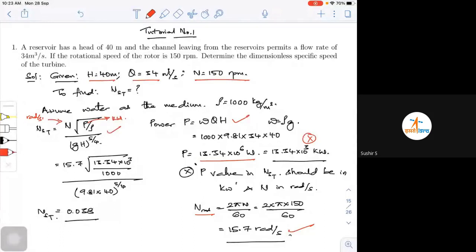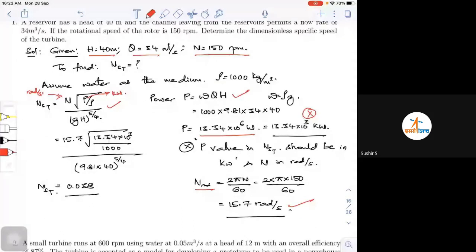Now, once you get this number, look at this number. I got some number as 0.038. Is it any unit? This is a unitless quantity. Now, do you remember I was telling you that specific speed is unitless, and this is one of the parameters to define what type of turbine I'm going to look into?